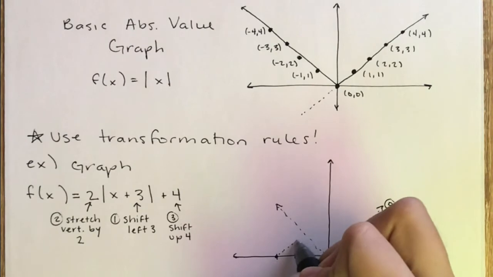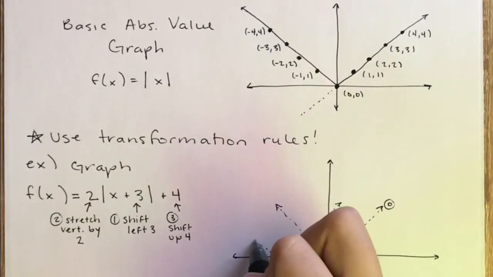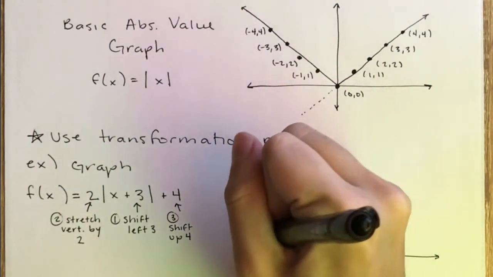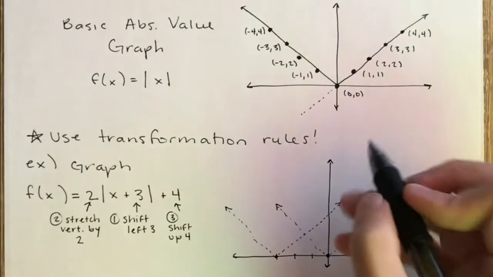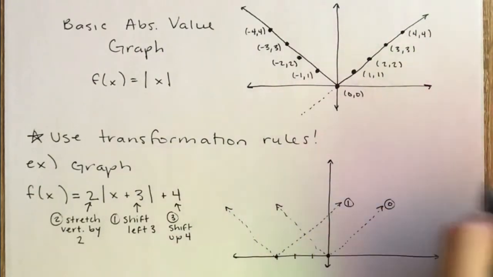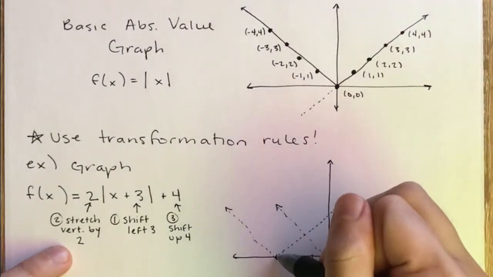And these lines, we draw our V again. Ooh, that side was not straight. Whoops. Okay, so that's 1. That's our first transformation. Second transformation is to stretch vertically by 2.